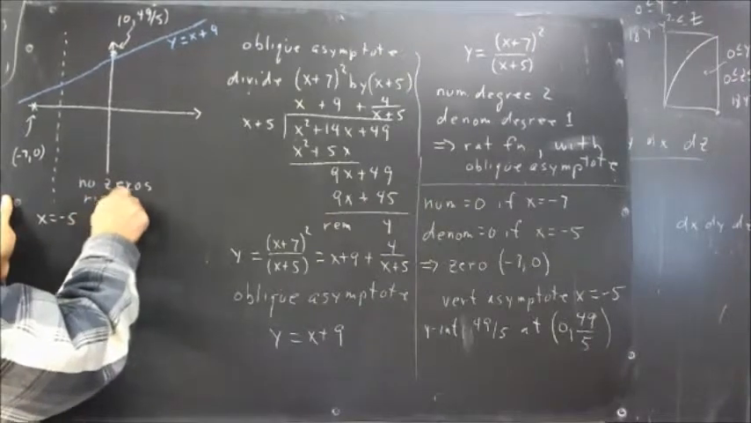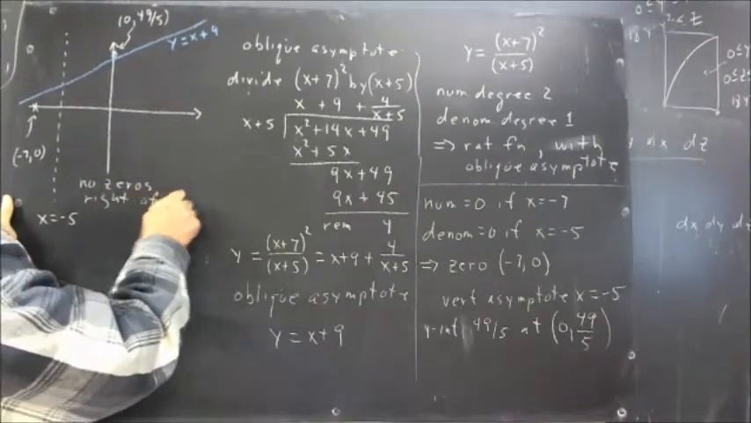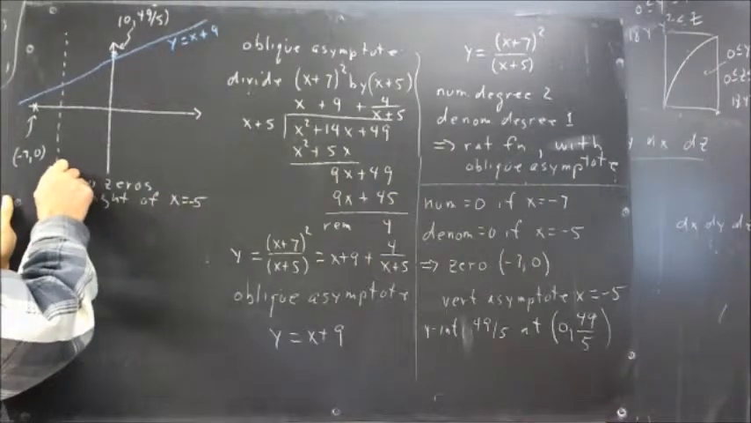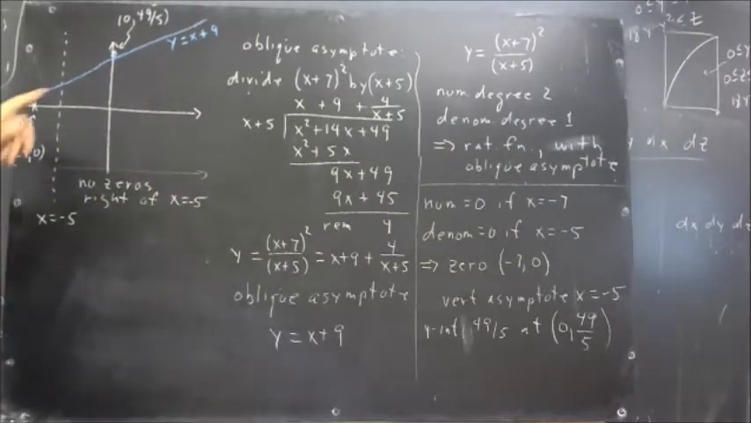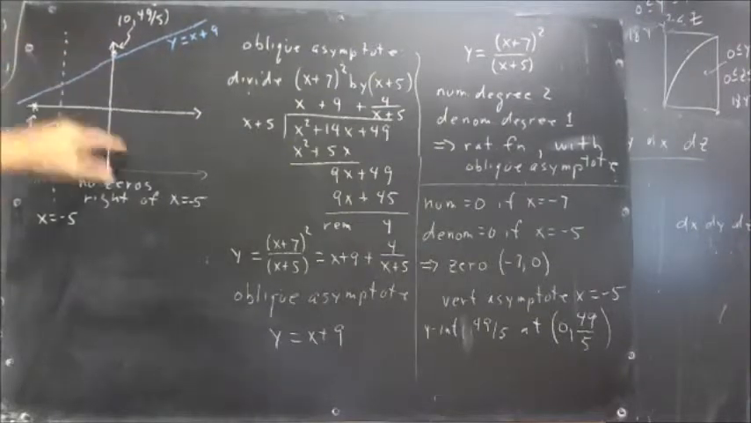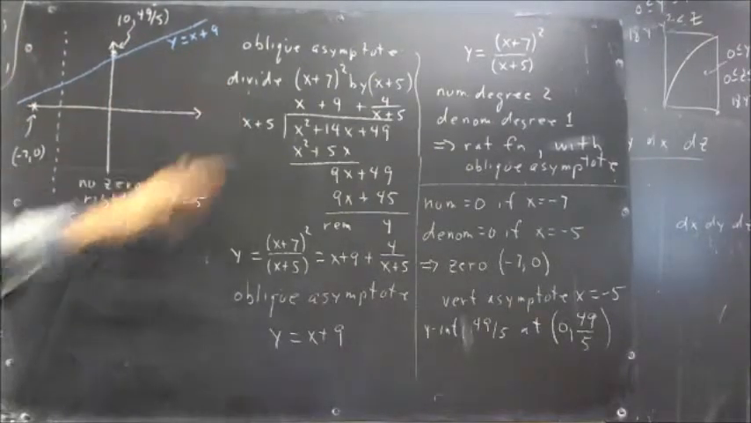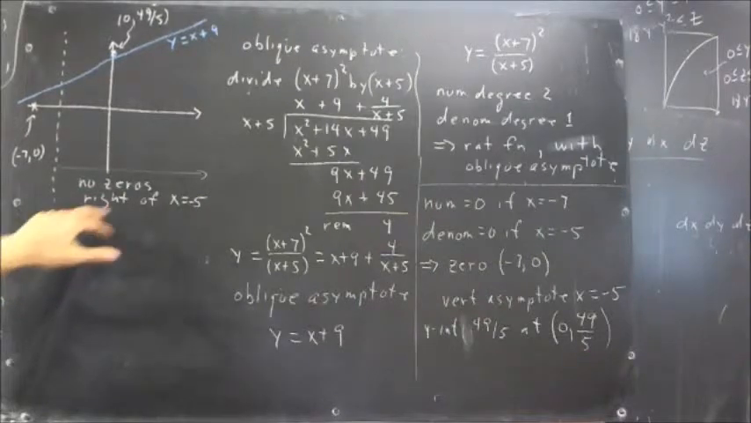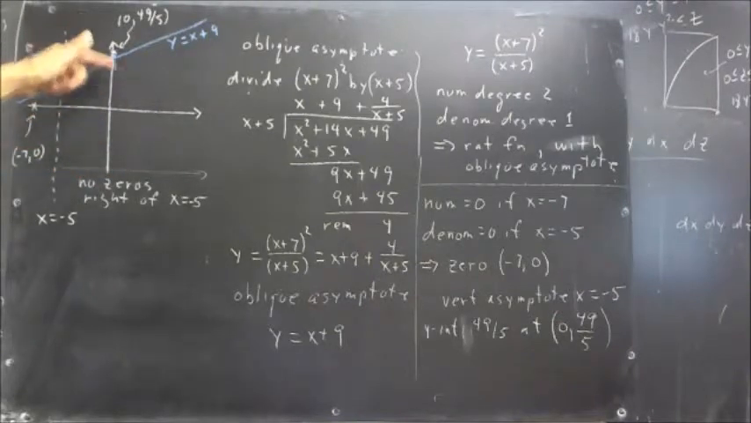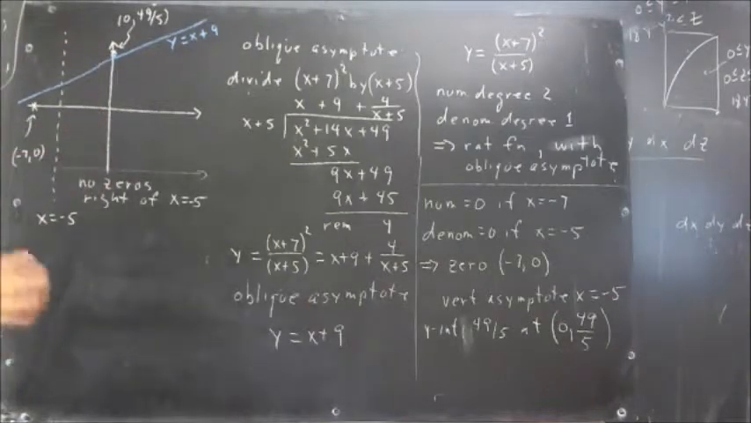To the right of x equals -5, from here on, there are no zeros. Now the graph is positive here, and it can't be negative any place on this side of the x equals -5 line because there are no zeros. You'd have to have a zero in order to pass through the x-axis. So if the graph was to pass through the x-axis, well, it just can't because there are no zeros.